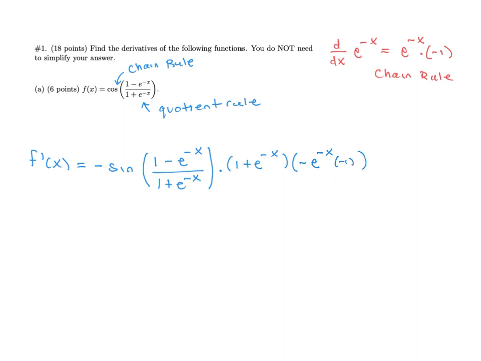Okay, to complete the quotient rule, you subtract. Now it's the numerator times the derivative of the denominator, which is, that goes to 0. We have plus e to the minus x, again, times -1. And this is all divided by the denominator, which is 1 plus e to the minus x squared. And this is unsimplified, but this is the derivative.